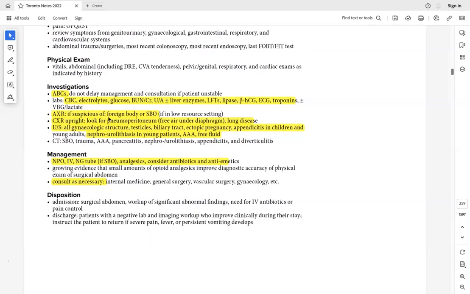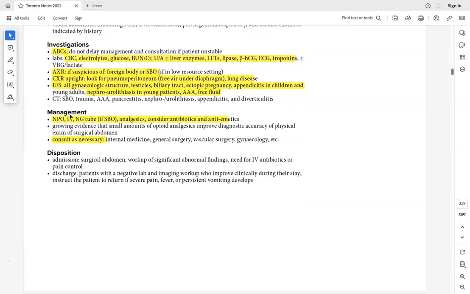If the patient is presenting with any foreign body or any obstruction, what do we do? We do an abdominal X-ray. What is the management? This is the management we should know. With a patient presenting with abdominal pain, what do we have to do?